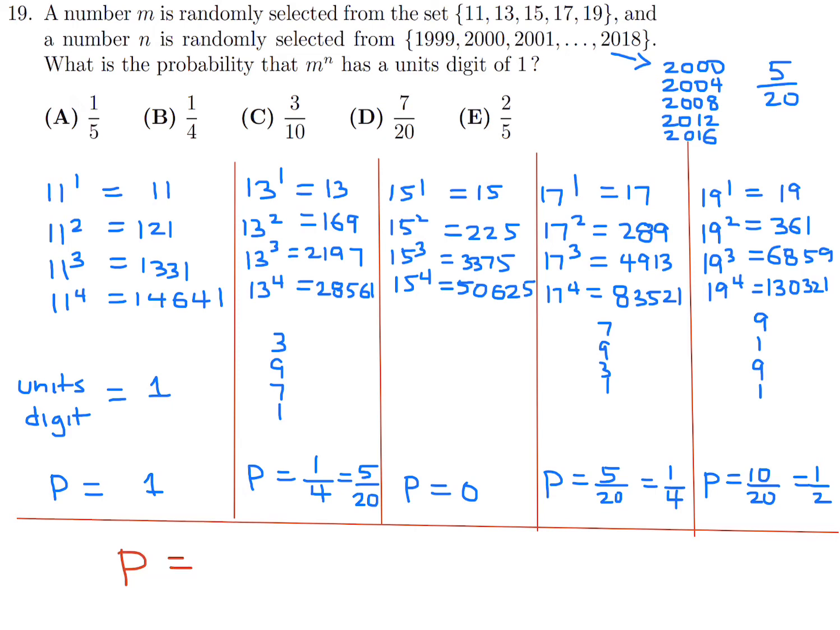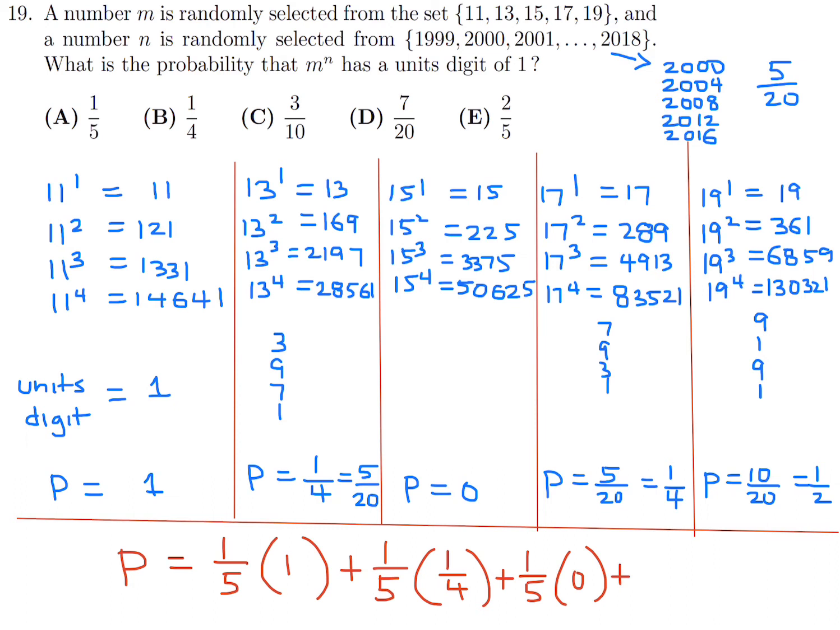So the total probability. Each of these numbers has an equal chance of being selected, 1 over 5. So 1 over 5 is the chance of selecting the 11. When you do, the probability of getting a units digit of 1 is 1. Then the 13 has a 1 over 5 chance of being selected. Probability that the units digit is 1 is a quarter. 15, 1 over 5 times the probability, which in that case was 0. 17, 1 over 5, the probability there was 1/4, and finally 1 over 5, and the probability there was 1/2.